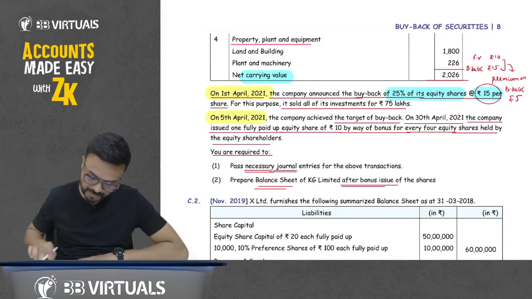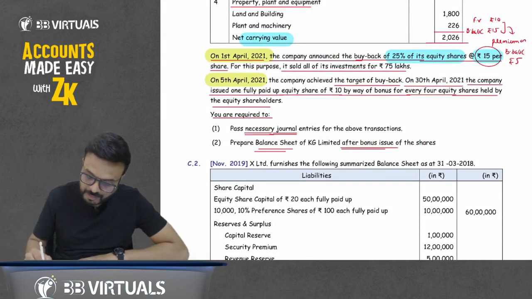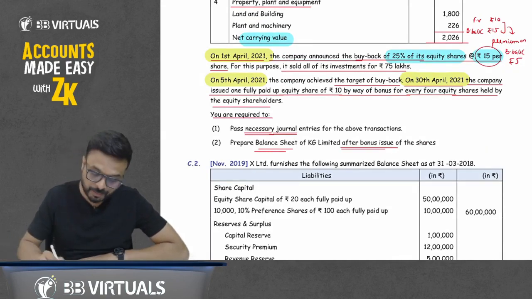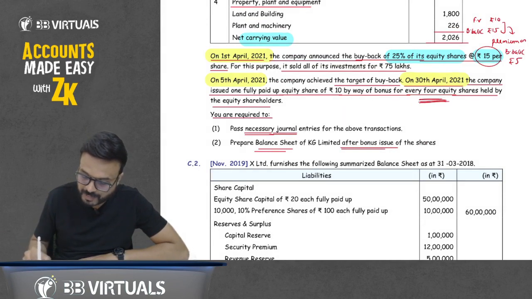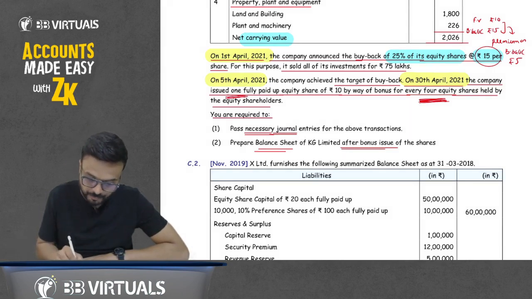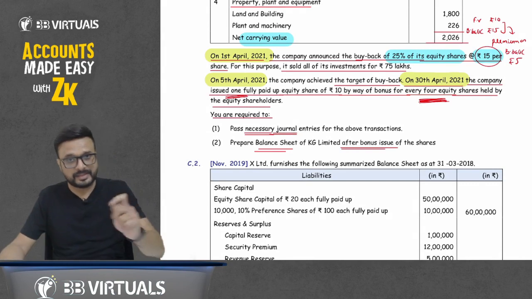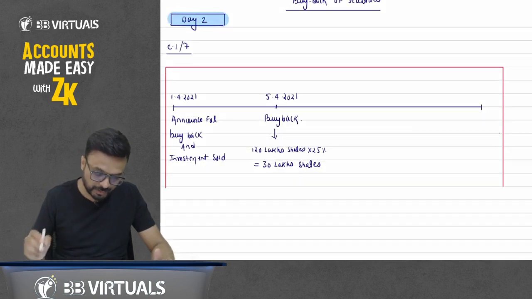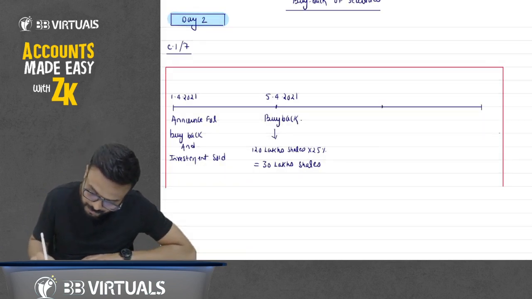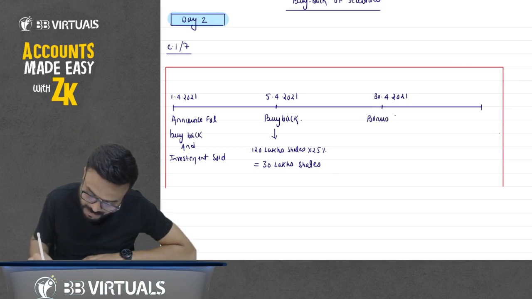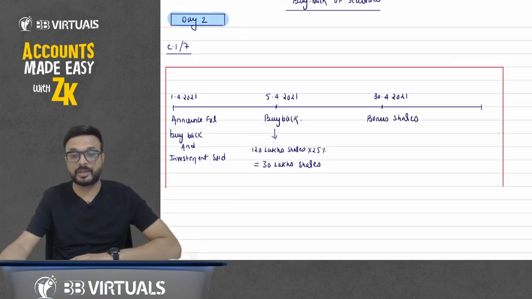But it is mentioned in the question that later, on 30th of April 2021, the company actually issued the bonus shares. For every 4 shares, they have given 1 share. Suppose you are my shareholder: for every 4 shares of your existing holding, I am giving you 1 share as bonus, free of cost. So on 30th of April 2021, I am giving bonus shares.